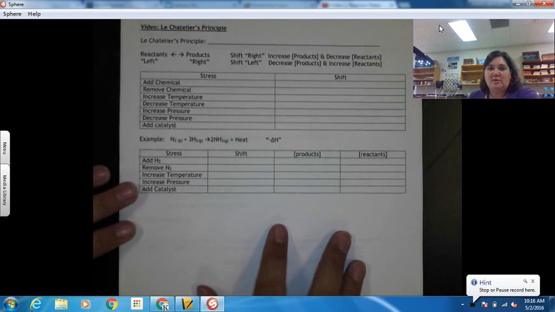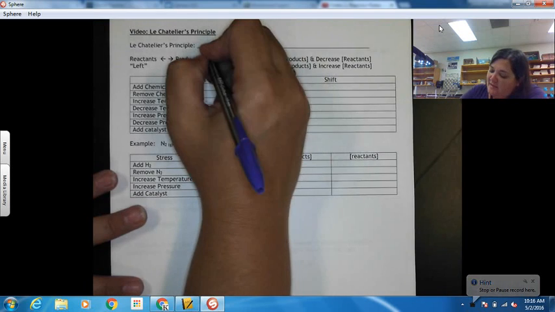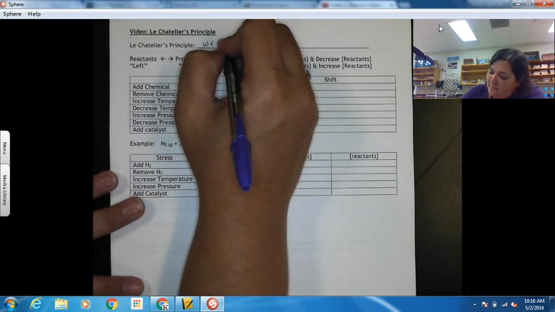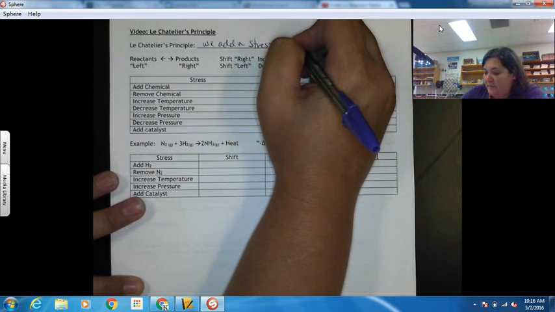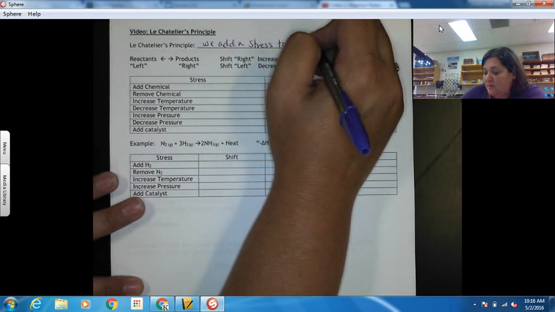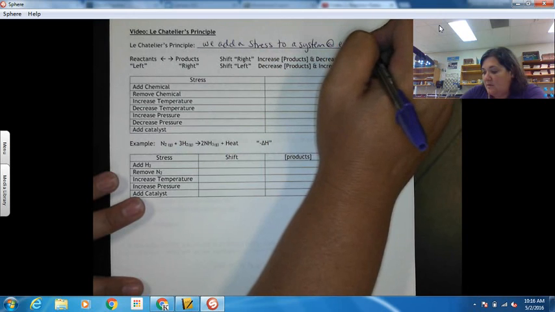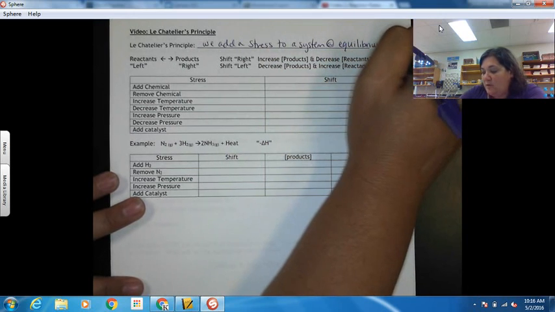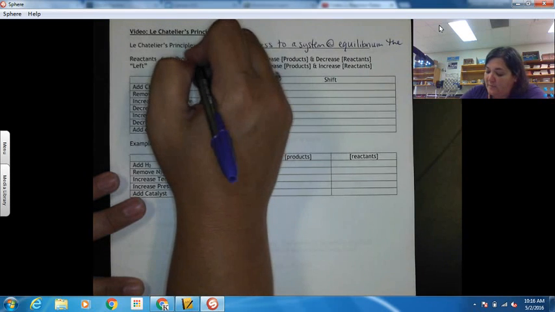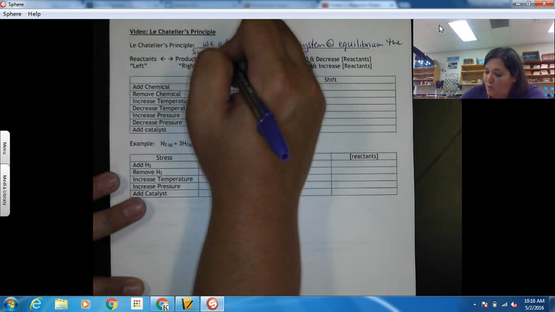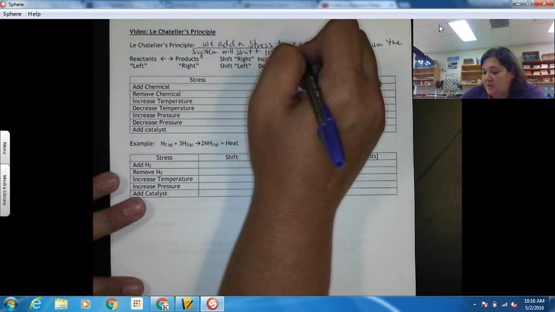Alright, so today we're going to talk about Le Chatelier's principle. Le Chatelier's principle tells us that if we add a stress to a system at equilibrium, the system will shift in the direction to relieve the stress.